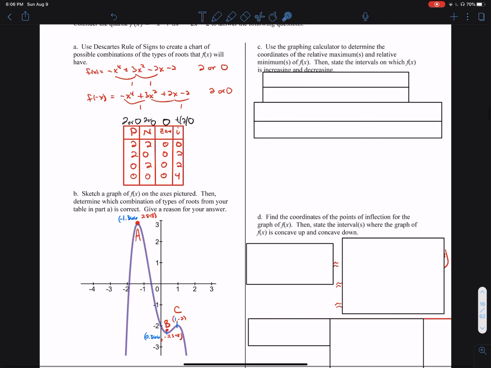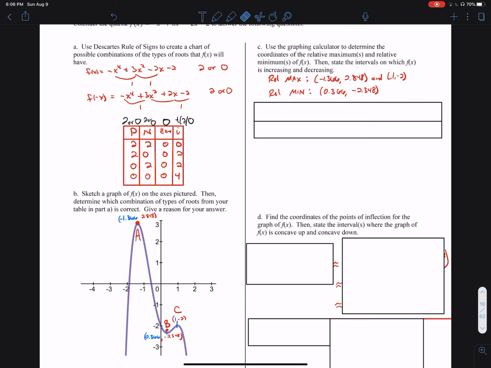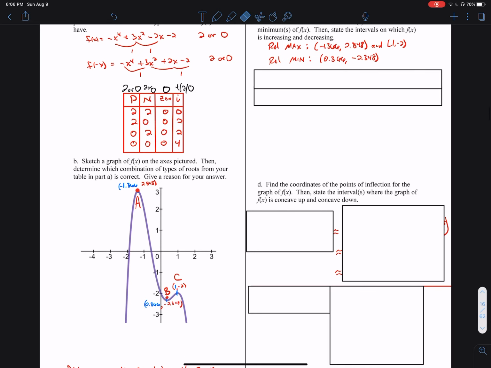So then, when does this graph, hold on a second. So I'm going to state these relative mins and maxes, ordered pairs. State the interval for which it's increasing or decreasing. This graph is increasing to the left of A, so that's negative infinity to negative 1.366.